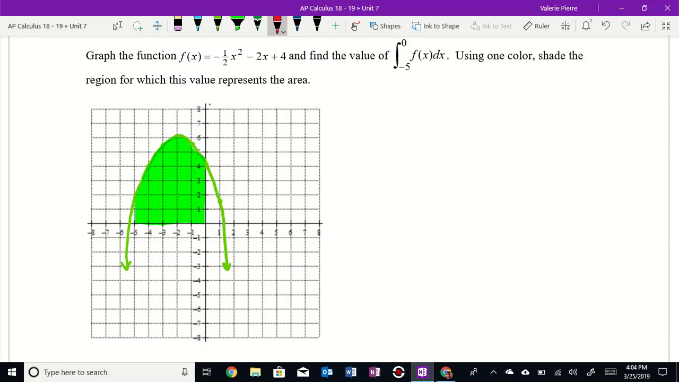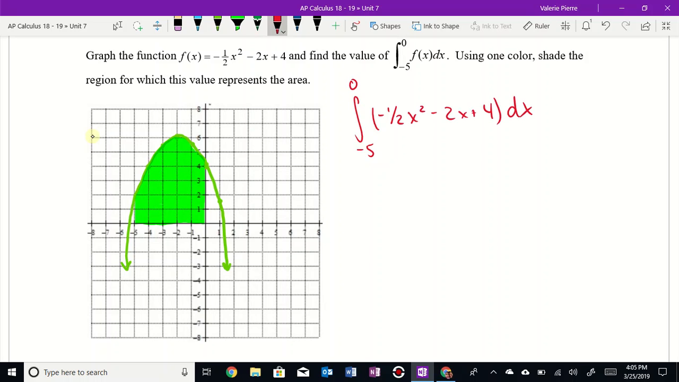All right, so everything in green represents f of x and the area between negative 5 and 0 of f of x dx. So in order to identify what that green space is, we want to first find the antiderivative. So we're going to go through and actually find the antiderivative from negative 5 to 0 of negative 1/2 x squared minus 2x plus 4 dx.